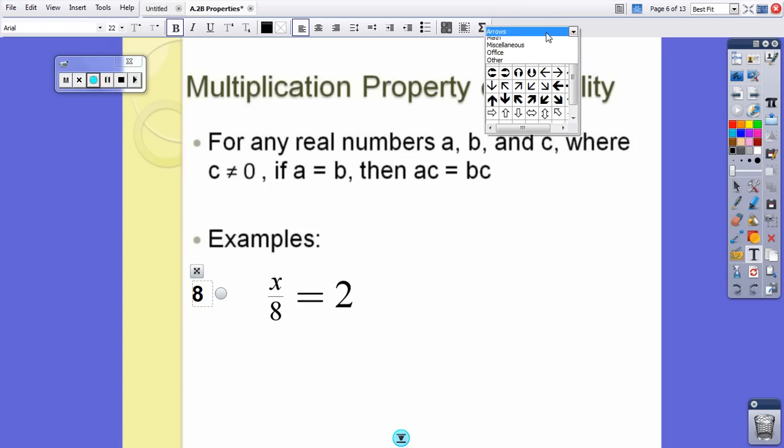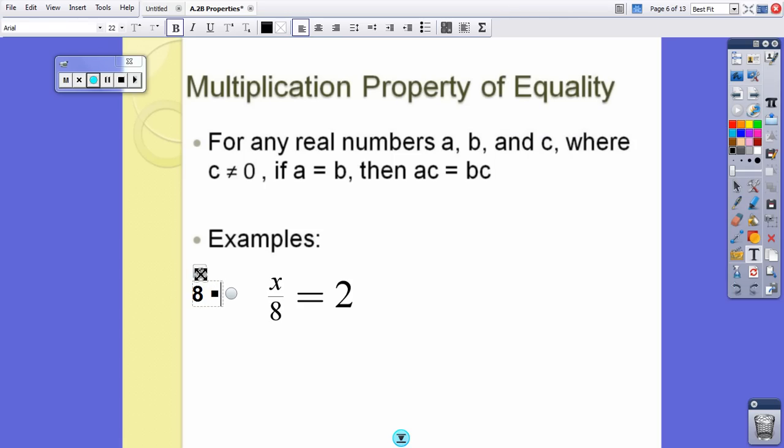Let me add in a bullet for multiplication. So we have to multiply this side by 8, and then I'm also going to multiply this side by 8. Again, we're keeping the equation balanced. So we know that this equation is going to be x is equal to 16. This is justified by the multiplication property of equality.